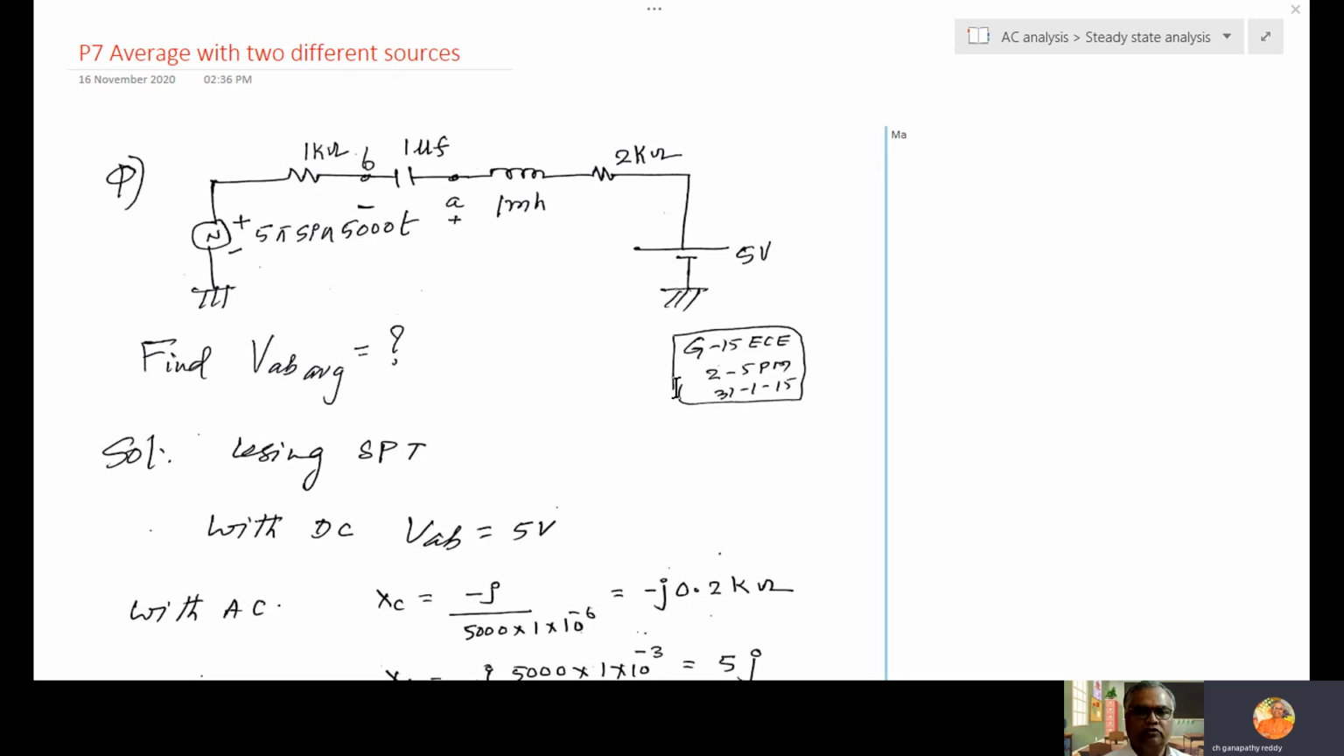Okay, we are studying the topic steady state analysis. Last class, I explained some of the problems. Still some more problems are there. Let me explain. Once again, these problems were already asked in different competitive examinations.